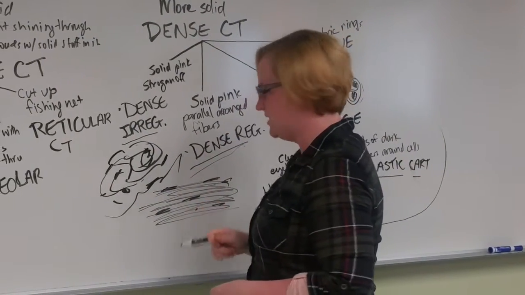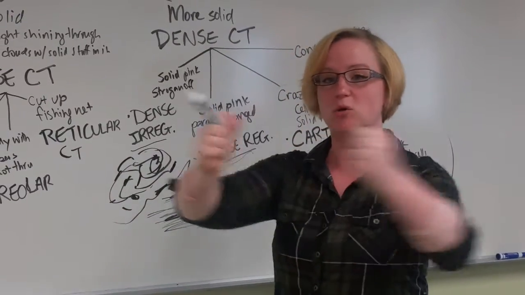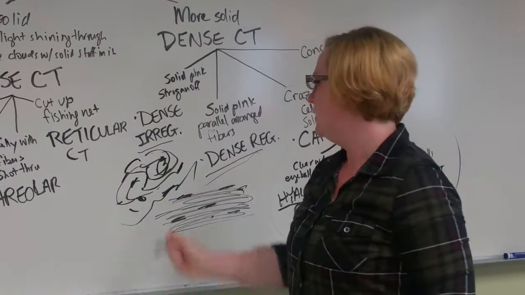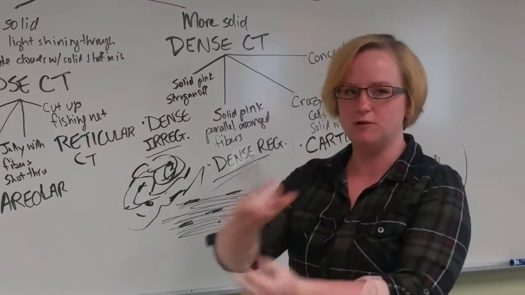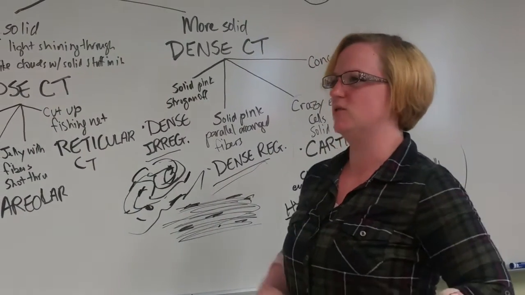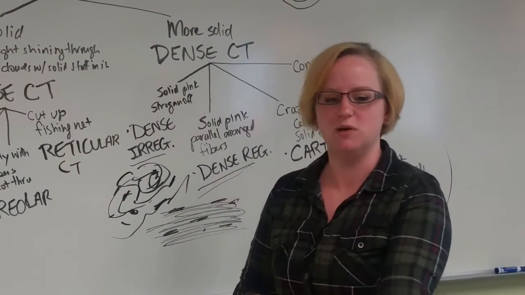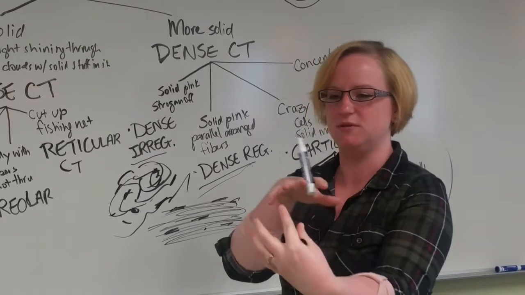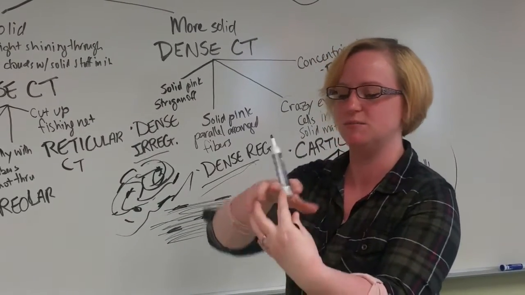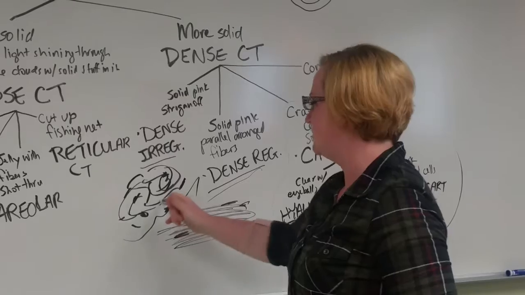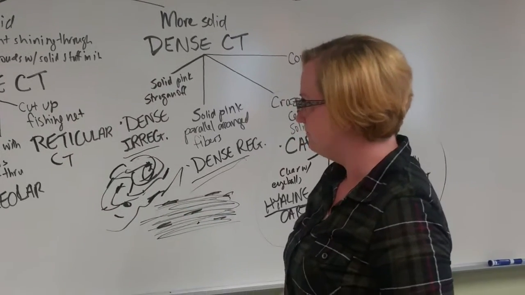So for something like dense regular, it's really useful for pulling unidirectionally, so like a tendon. For something like dense irregular, you can pull it from any side or angle. And so that's really useful around muscle, for example, because a muscle will bulge, and so that tissue that's surrounding it needs to be able to stretch any which way. So that's what dense irregular is really good for.